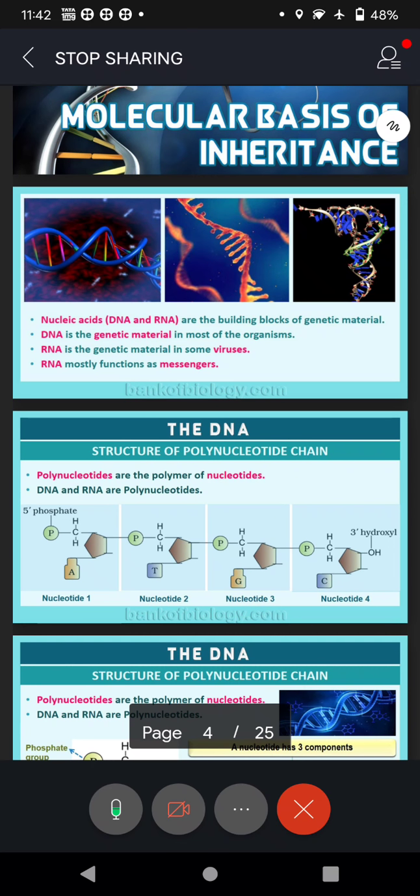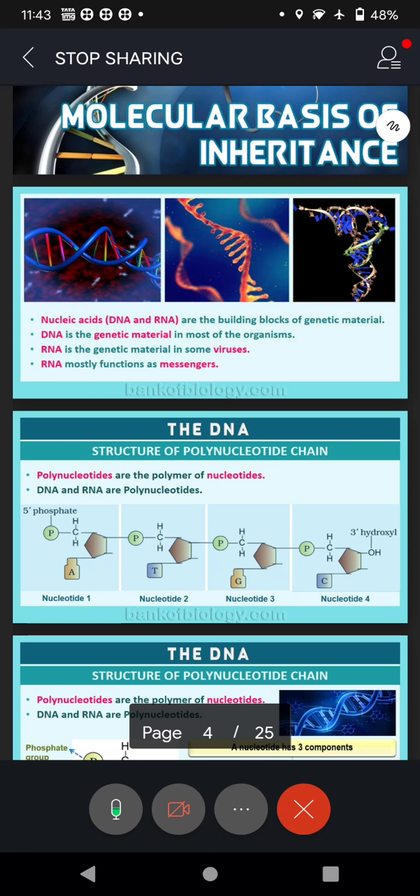What do you mean by this? Nucleic acid. First word nucleic says DNA is present inside the nucleus. Acid because it is acidic in nature. So nucleic acid is something that is acidic in nature and present in the nucleus. Is it alone? No. Along with it, there is one more nucleic acid called RNA, ribonucleic acid.